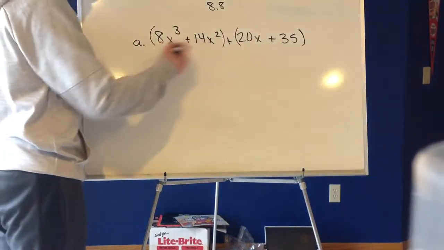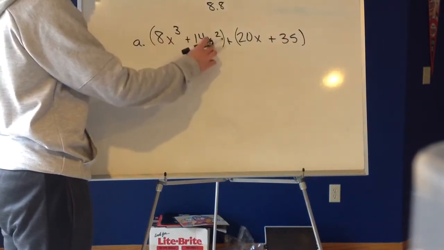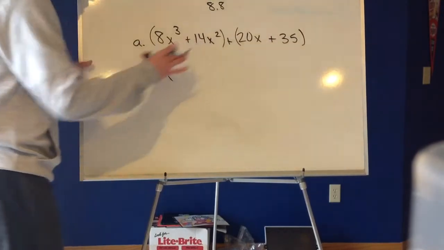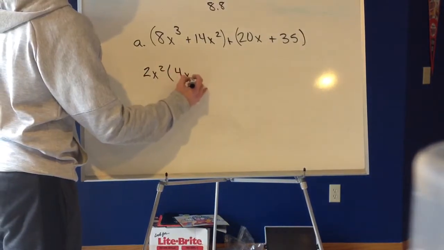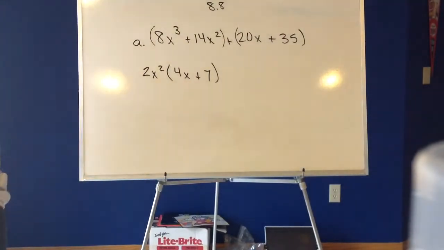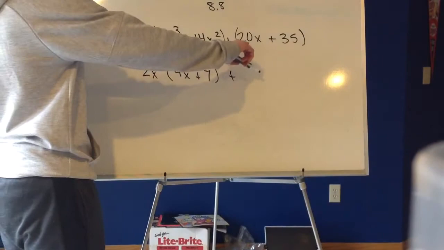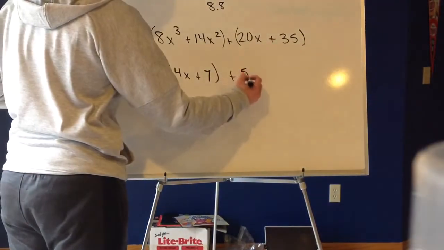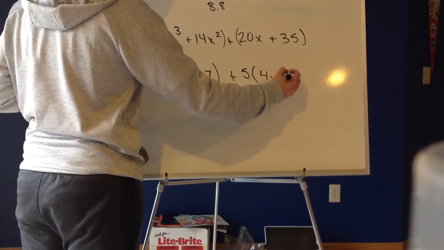Okay, so if I look at the first group, I have a GCF. 2 goes into both of these, and x squared goes into both of these. So that means I'm going to take a 2x squared out of just the first group. I'll be left with 4x plus 7. Remember, divide those out. So then I look at the second group. I look for a GCF. I have a GCF of 5 in my second group. So I'm going to take a 5 out. If I divide each of these by 5, I'm left with 4x plus 7.